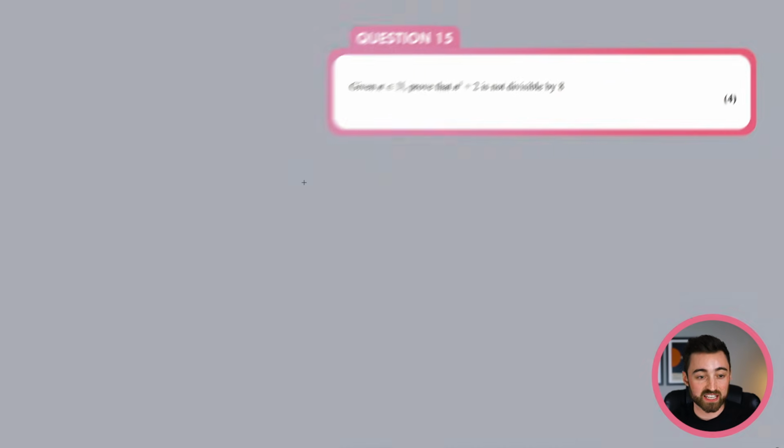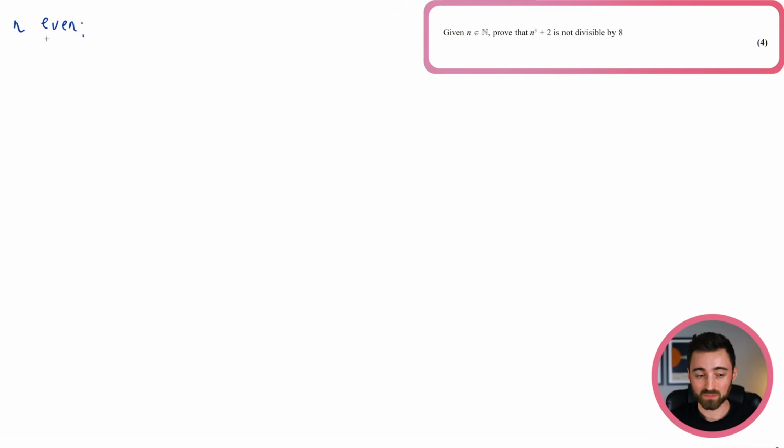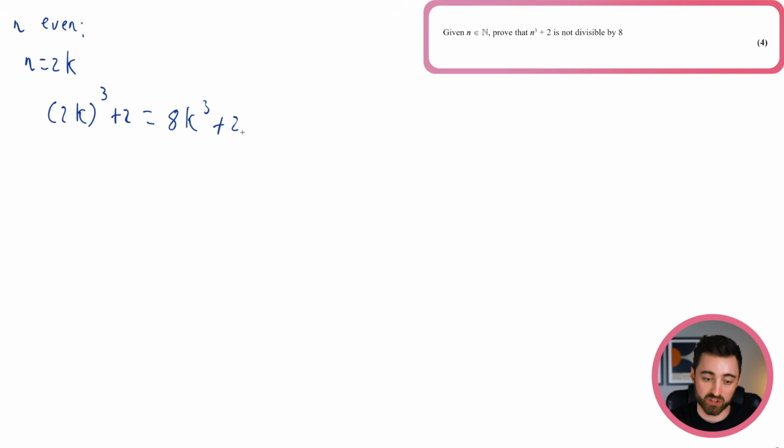So if n is even, then I can express n in the form 2 times some other integer, 2k for example. This lets me develop the algebra slightly. So what would n cubed plus 2 be if n was equal to 2k? Well, it would be (2k) cubed plus 2. Now this is useful because I can simplify (2k) cubed. This is going to be 8k cubed plus 2.